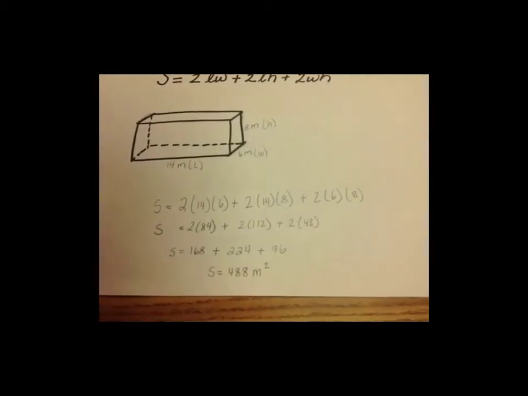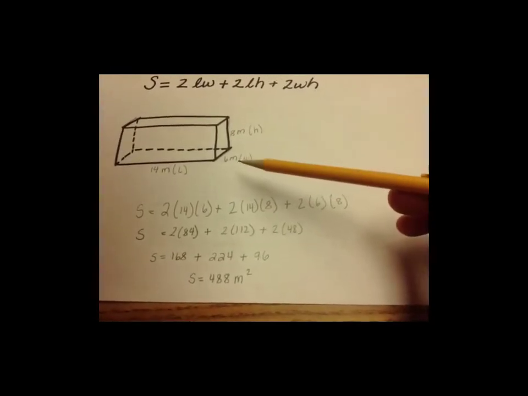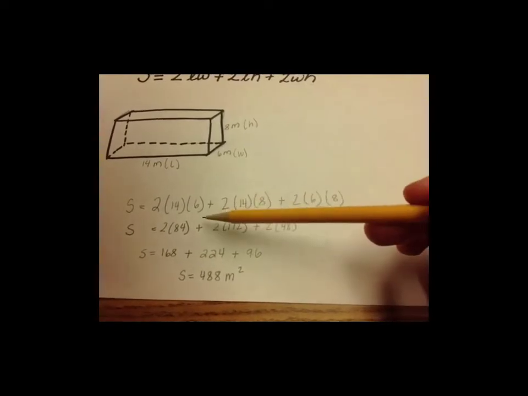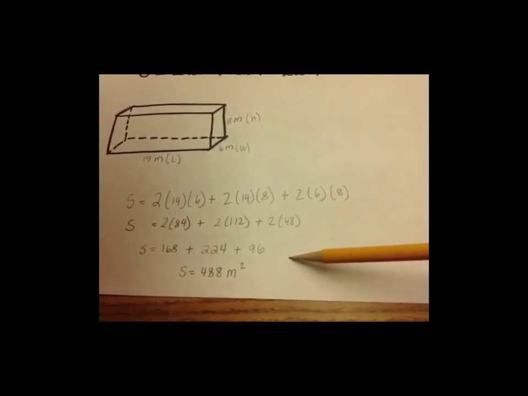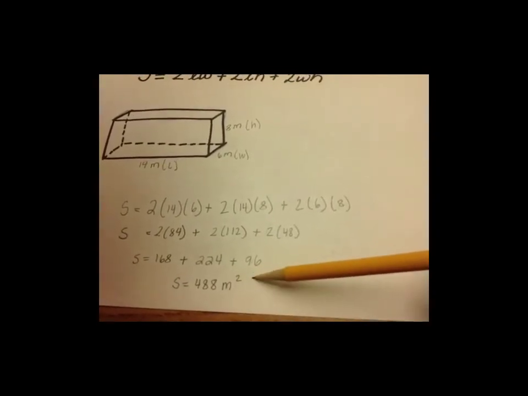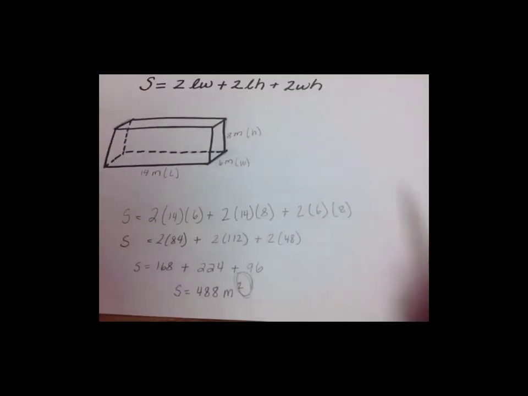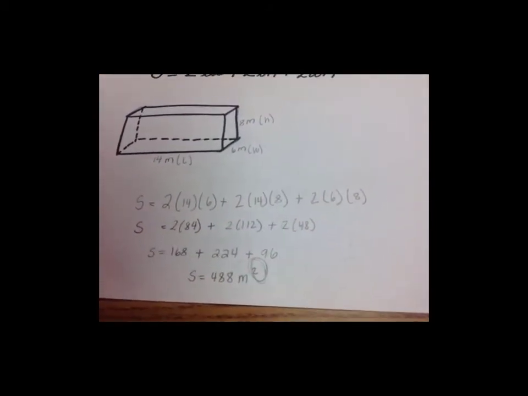So here I went ahead and evaluated the surface area of this rectangular prism. I plugged in all of my numbers, multiplied each together, and then multiplied each number by 2, added them up and got a total of 488 meters squared. Now make sure you note that it's squared, and the reason it's squared is because we're finding the surface area of this, and area is squared units.